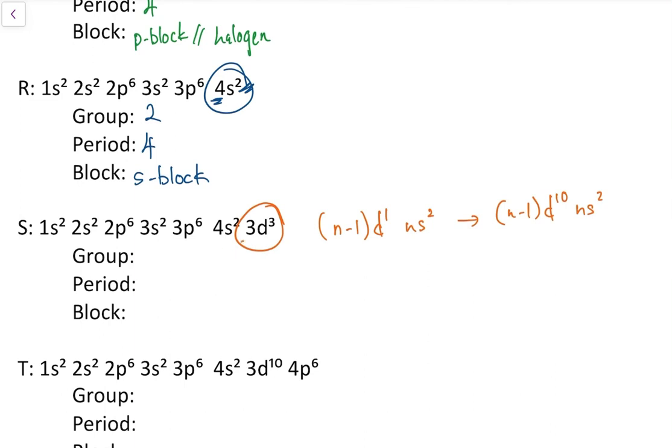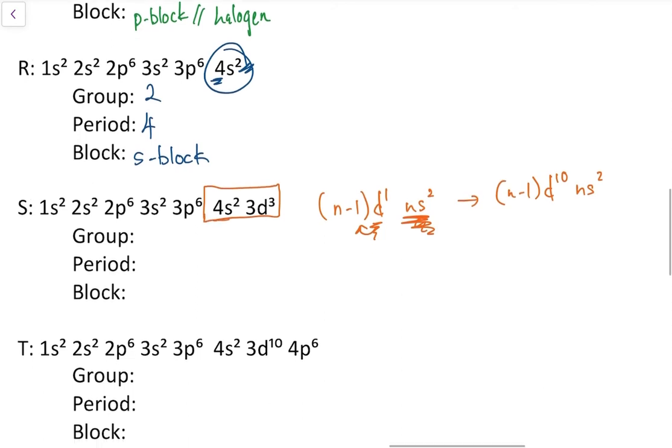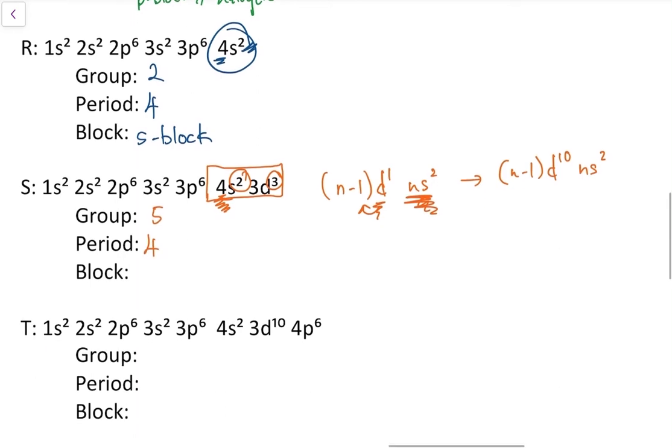So are you going to look at the 4s or the 3d? Obviously in this case you have to look at the 4s2, because the d orbitals have to have a principal quantum number lower than the s orbitals, and this is the case. So for the group, you just need to add the electrons, 3 plus 2, you get 5, and the highest principal quantum number is 4, so it is in period 4. Then the block is D block.